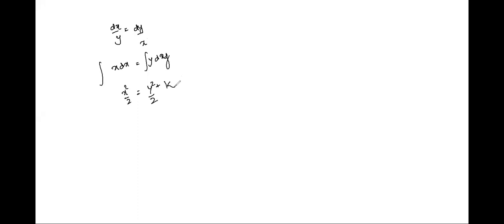Try recalling, we had told that we had two types of integration: one is definite, the other is indefinite. So we come up with this equation that x square by 2 is equal to y square by 2 plus k, correct? So this is the kind of equation we were looking for.